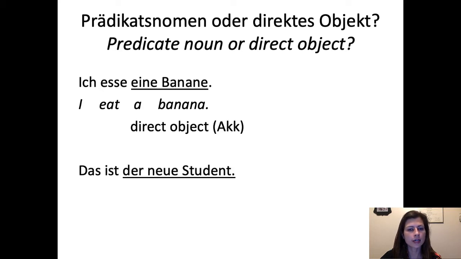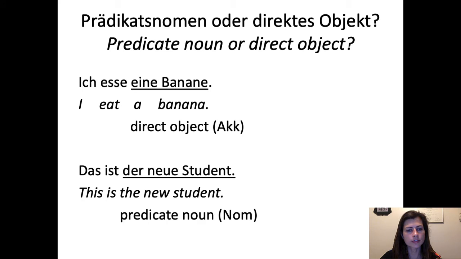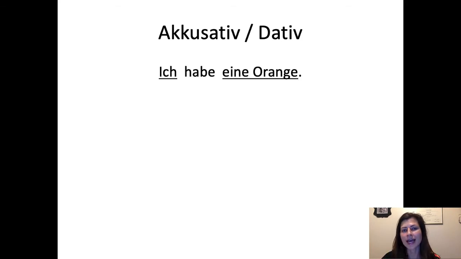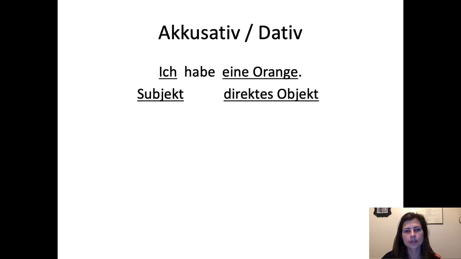And then to review the predicate nouns, we have "ich esse eine Banane," I eat a banana, direct object, right? "Das ist der neue Student." This is the new student. That's a predicate noun. Different situation. And then we get to the third noun case in German, which is dative. So we just did nominative and then accusative, and now we get to dative. And we have sentences that have accusatives, and then we can add datives into them. So, "ich habe eine Orange" is subject, direct object, nominative, accusative, right?